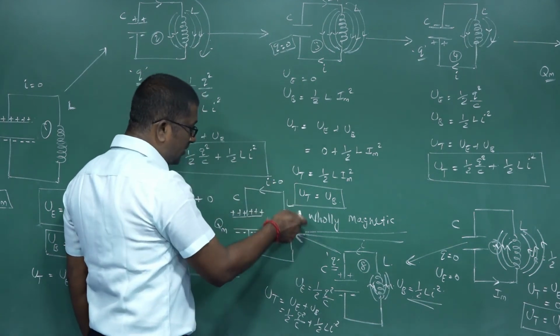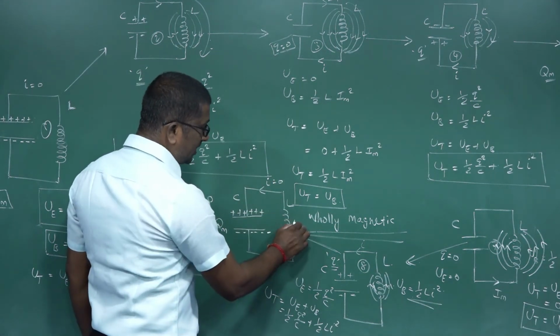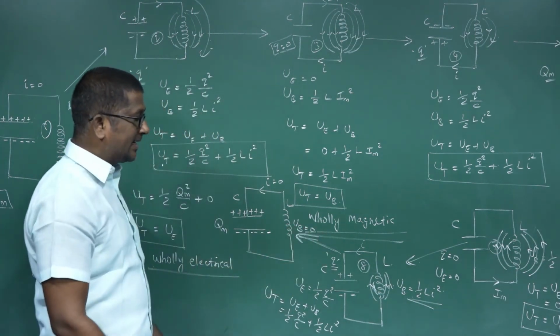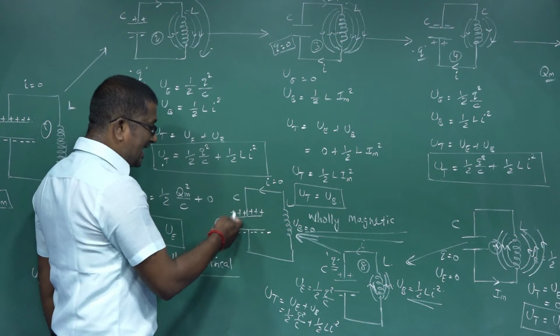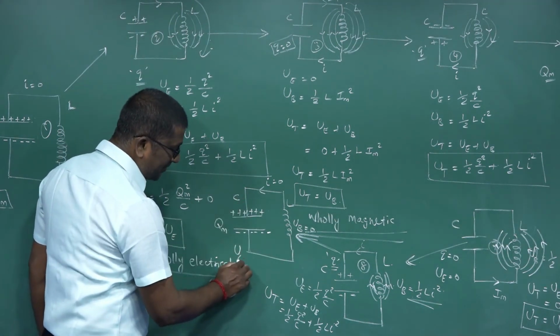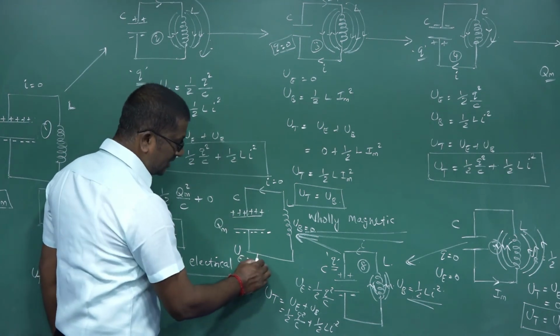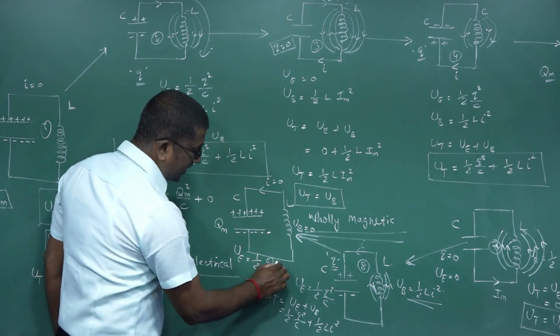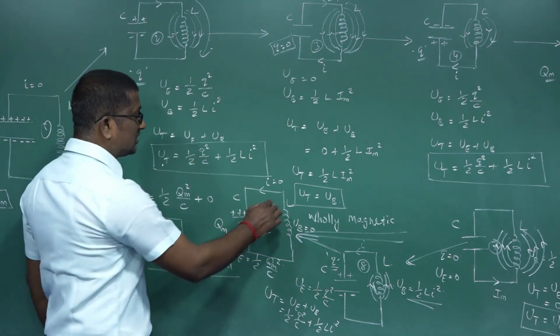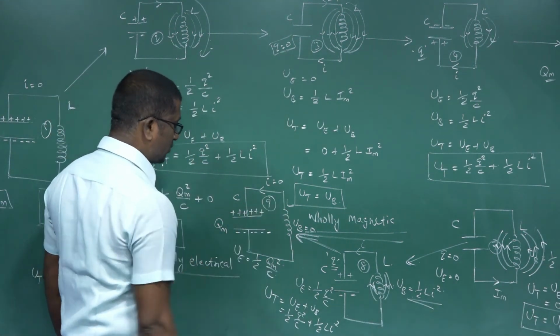There is no current flowing through the inductor, so the magnetic energy in the inductor is 0. There is a maximum amount of charge in the capacitor, so there is a maximum electrical energy in the capacitor. That is half Qm square divided by C. So this is the final state, that is the ninth state.